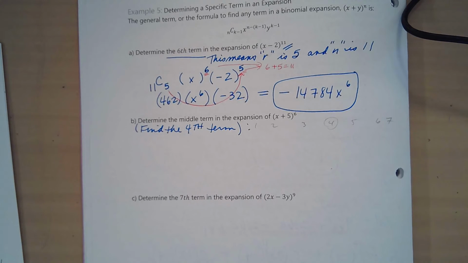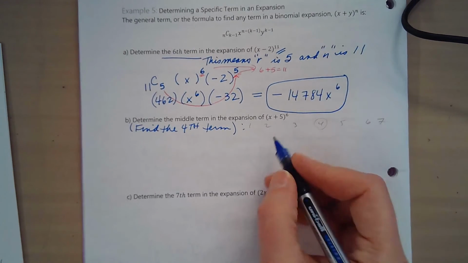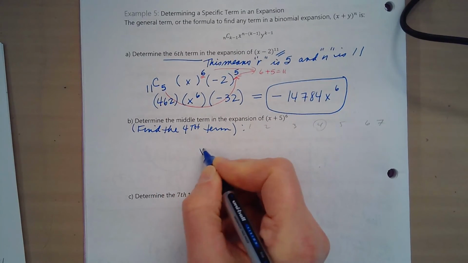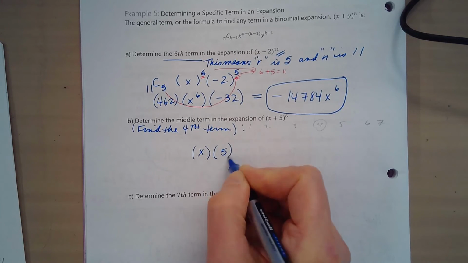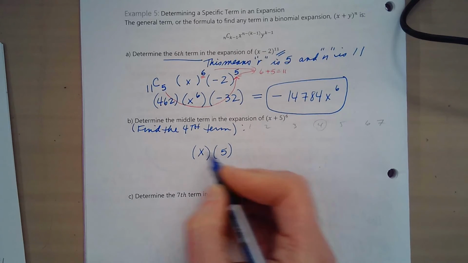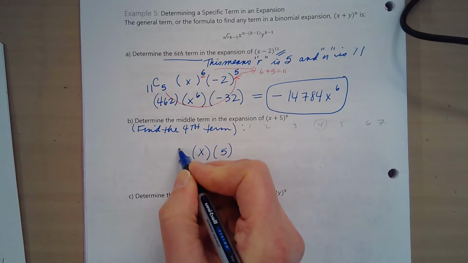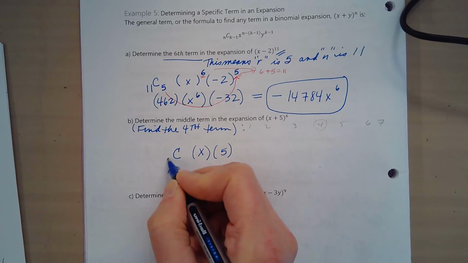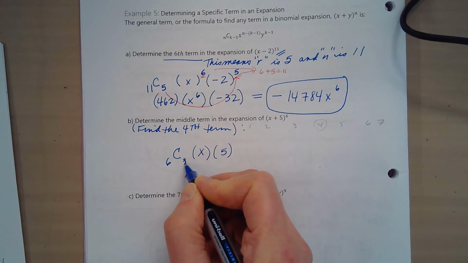To the power 4? Give me your work. So I took x and 5. Yeah, so we got x and 5. X to the power of 4. What's your c value, by the way? 6c3. I agree with 6c3.